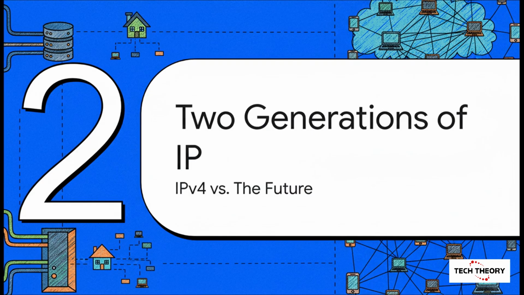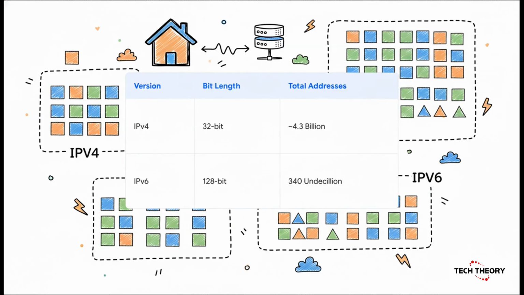But here's where it gets interesting. Not all IP addresses are created equal. As the internet just exploded in popularity, we realized our original system was going to run out of addresses. This led to two totally different generations of IP, the classic version and its much, much bigger successor. The original, which we call IPv4, is a 32-bit system. That gave us about 4.3 billion addresses. Now that sounded like a ton in the early days, right? But with smartphones, laptops, and all these smart devices, we burned through them way faster than anyone imagined.